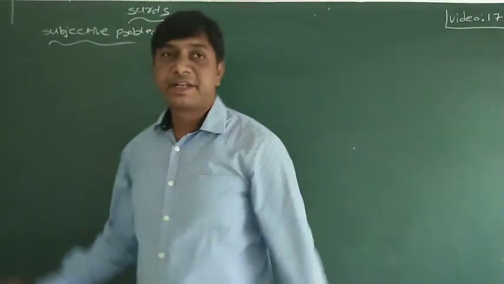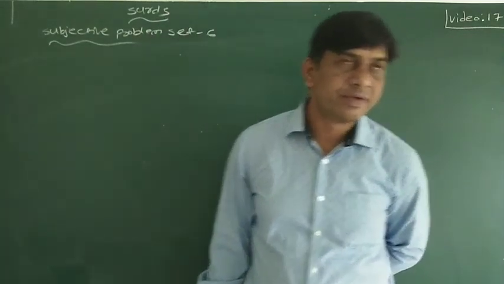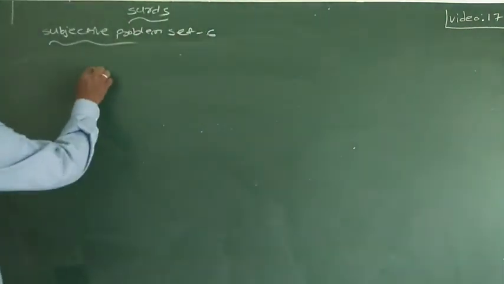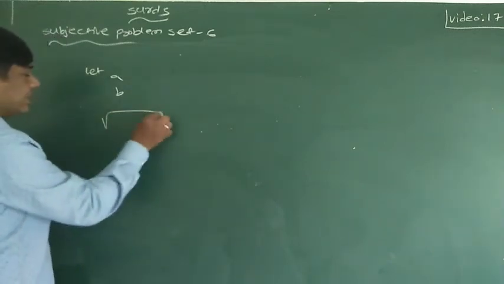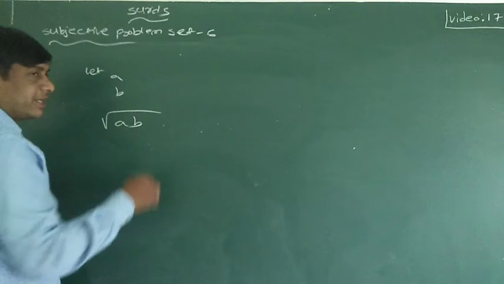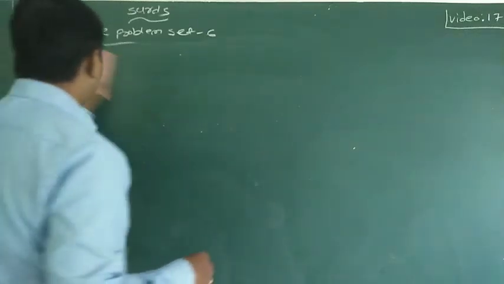Next questions are find the geometric mean, which I already discussed in previous videos. Please go through that one. Geometric mean means, let us assume that one side is equal to A, another side is B. Geometric mean is always square root of AB, square root of the product of those two sides. Okay.